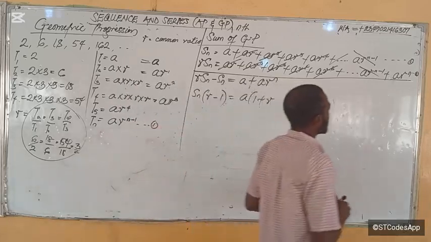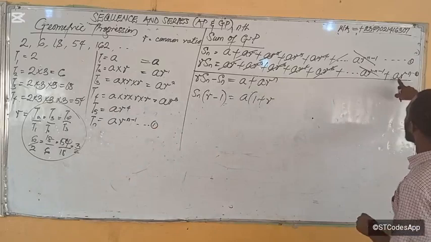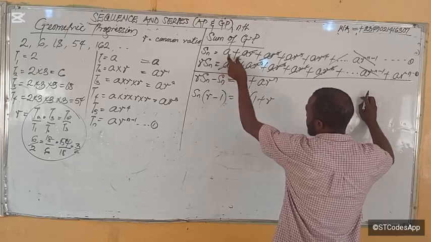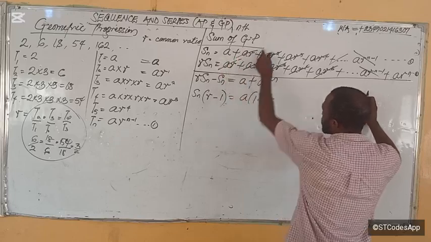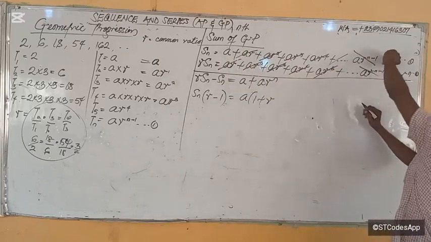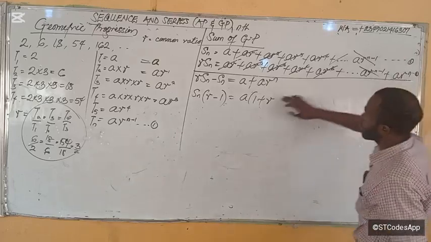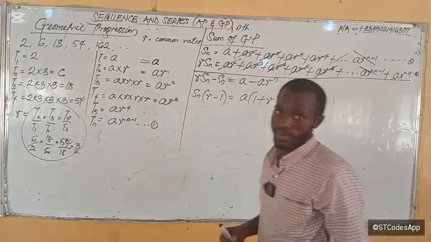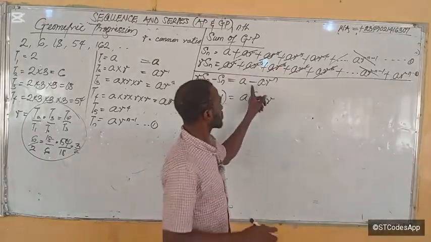And take note of the fact that it is every term plus this minus this, this minus this, this minus this, this minus this, and nothing minus this. Is that okay? So it should be minus here, not plus. I hope you understand what I mean. It should be minus here.